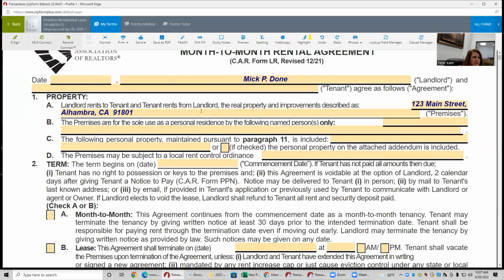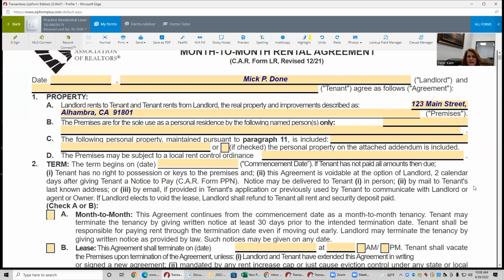So the property the landlord is agreeing to rent, you put the address here. And B is very important. The premises are for the sole use and personal residence of the following named persons only. So if it's two names, I put them here.